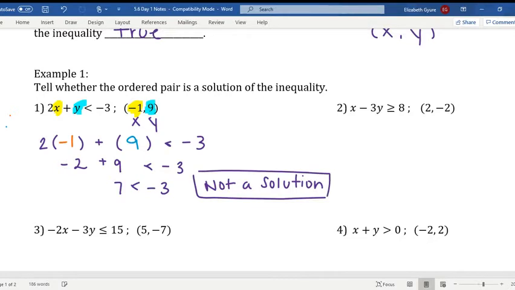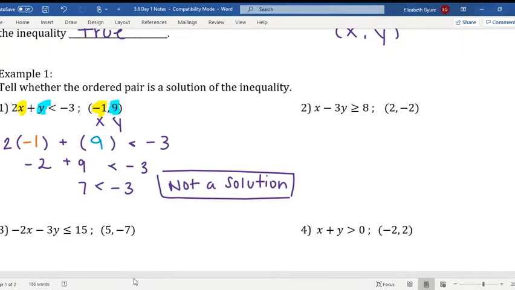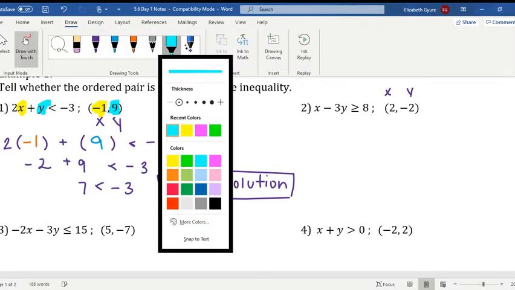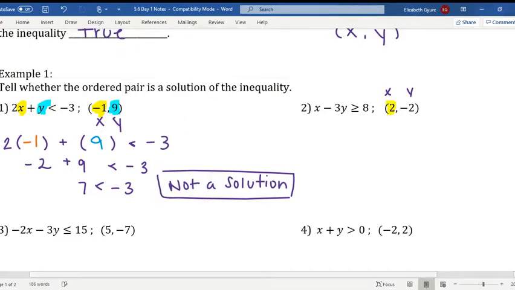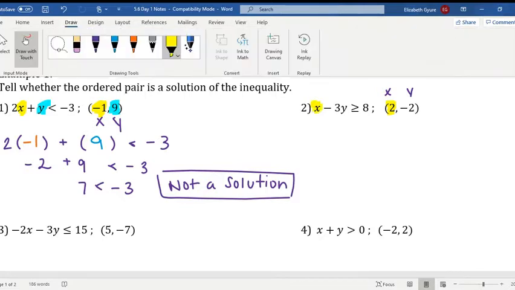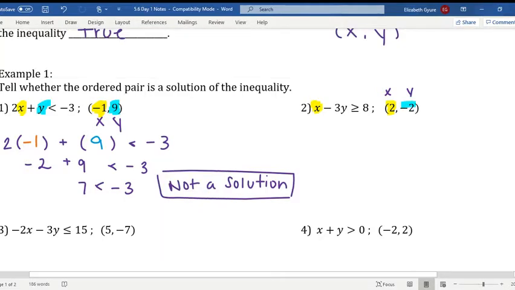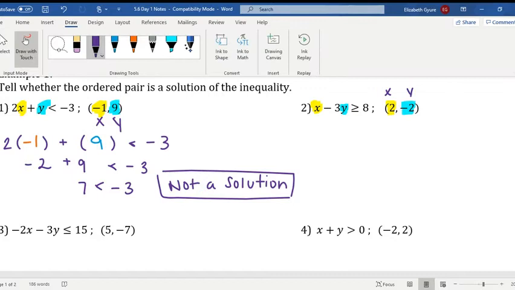Okay, so we're just going to plug it in, see if it's true or not. So let's try that now on number 2. Remember, this is your coordinate point, which is an X and then a Y. So we are going to plug 2 in where we see X, and we're going to plug in -2 where we see Y. I would probably rewrite it with your parentheses.